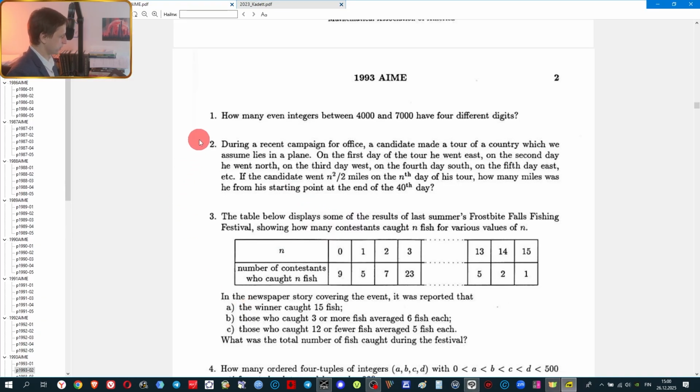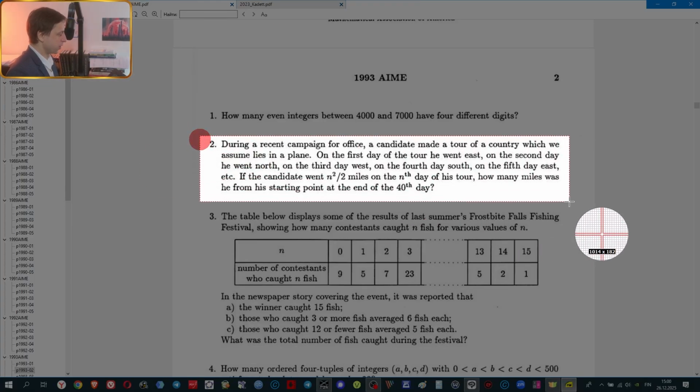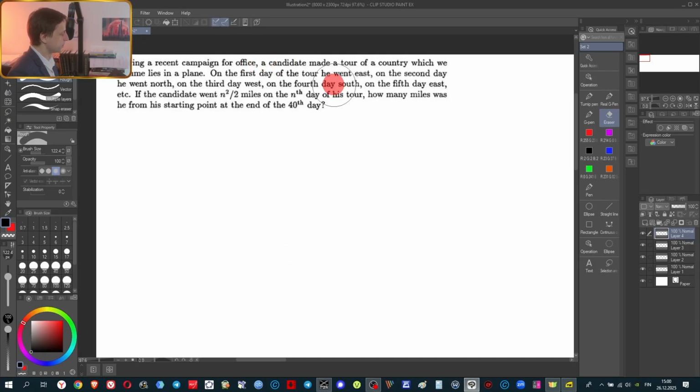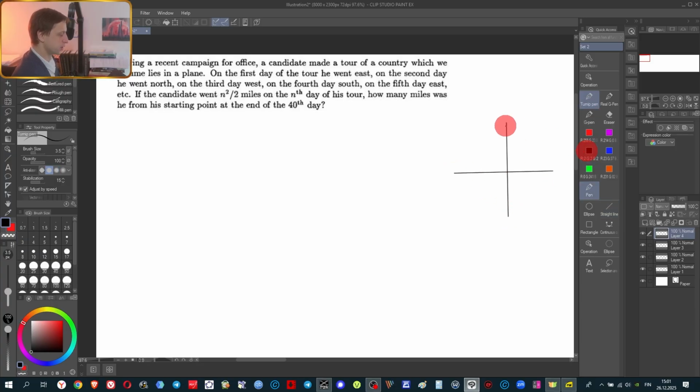Okay, we go to the second problem, problem number 2. During a recent campaign for office, a candidate made a tour of a country which we assume lies in a plain. On the first day of the tour, he went east, the second day north, and so on. Basically, when you have problems like this, it makes a lot of sense to mark these directions. So you make a small picture on the side, and here, for your convenience, you mark that north is here, south is here, west is here, and east here.